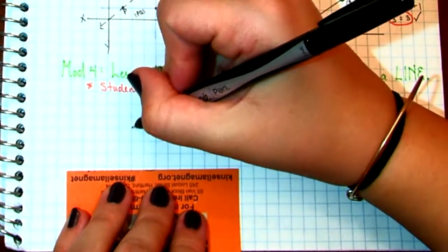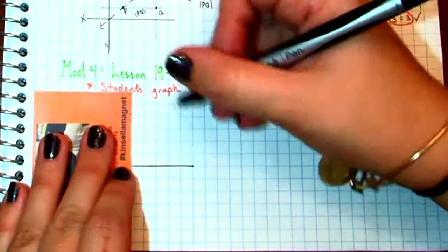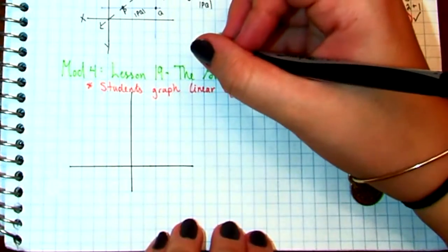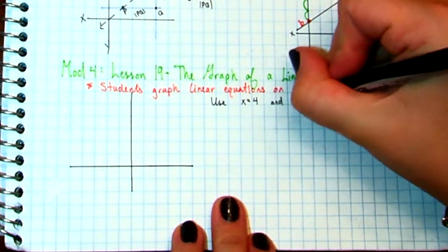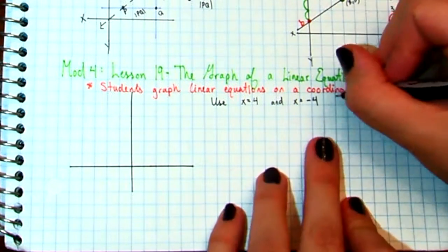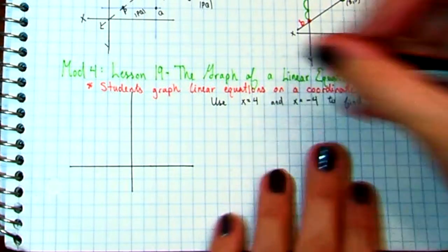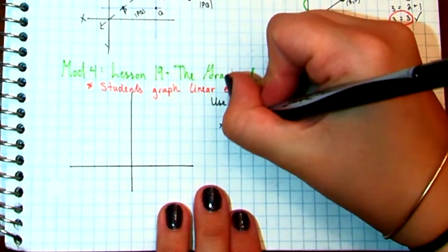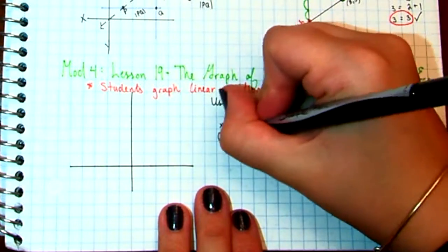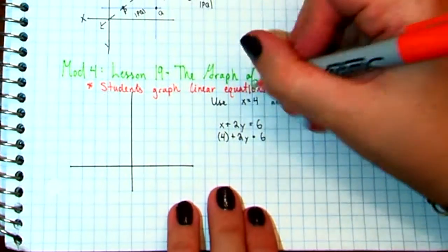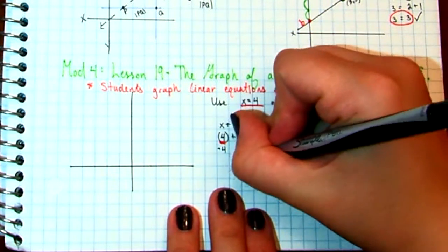So let's say that I have this equation. It's going to be x plus 2y equals 6. And we're going to graph that line by using some x values. x equals 4 and x equals -4. And we're going to use them to find solutions to the equation x plus 2y equals 6. So first of all, I need to substitute in 4 for x. So 4 plus 2y equals 6. And I solve for y.